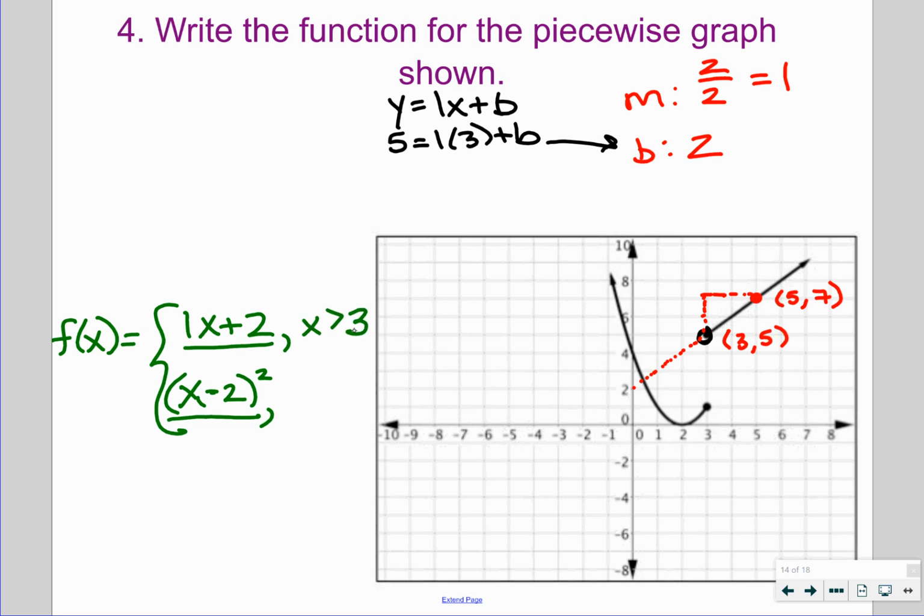We write these with inequalities. It's greater than, not equal to, because it's an open circle. If it was a closed circle, it'd be equal to. And then the parabola is everything less than or equal to 3. It's to the left of 3, and there's a solid dot, so I see equal to.